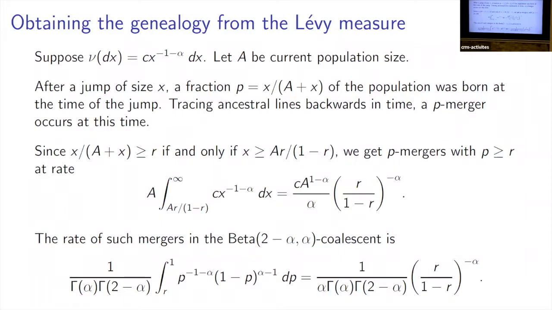But we already saw when working with the population model of fixed size that the rate of p-mergers with p greater than or equal to r in the beta coalescent is given by this expression here. And so what we can see is that if we speed up time in the continuous state branching process by A to the alpha minus 1, then the genealogy is going to be described by the beta coalescent. When alpha is equal to 1, this A to the 1 minus alpha goes away. And so that's the case of the Bolthausen-Sznitman coalescent, where no time change is needed.